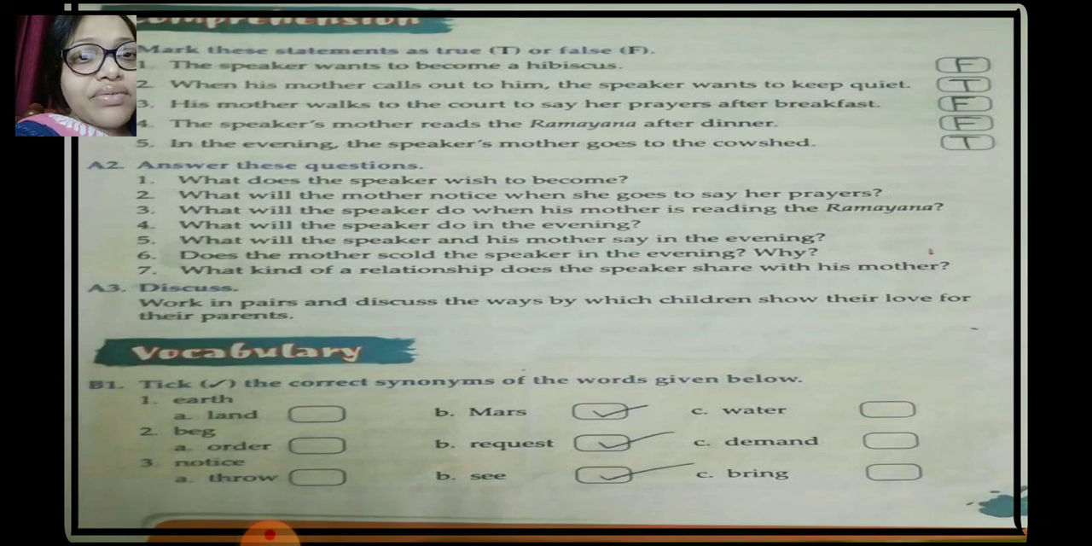Now coming to the vocabulary section, B1, tick the correct synonyms of the words given below. The first word is earth. The matching synonym is Mars. Next is beg. Beg means request. And third is notice. Notice means to see. So children, I hope that you have understood today's lesson.